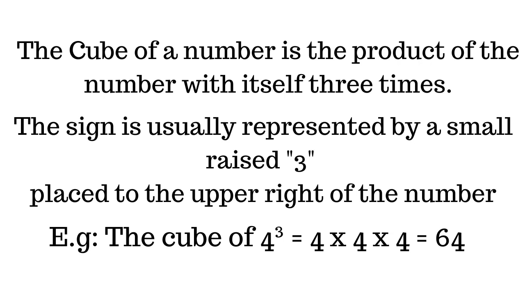Welcome. The cube of a number is the product of the number with itself 3 times. When a number is multiplied by itself in 3 places, then the result is the cube of that number. The sign is usually represented by a small raised 3 placed to the upper right of the number. Example, the cube of 4 is equal to 4 times 4 times 4, which is equal to 64.